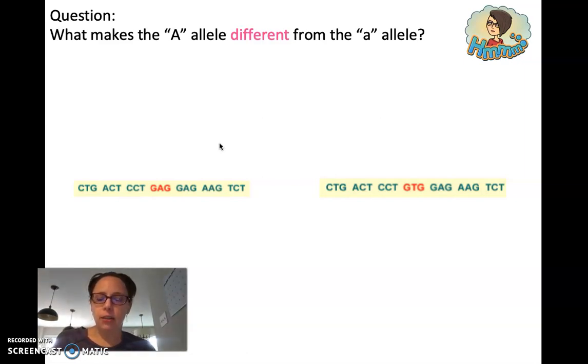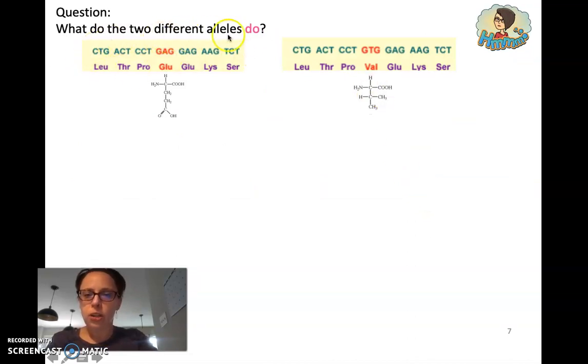So let's write that down. The sequence of nucleotides for big A or normal hemoglobin is different from the sequence of nucleotides for abnormal hemoglobin. You can just rewind that if you have to go back, but I got to move on because we're on a time crunch. Okay, so there's a different sequence of nucleotides for normal hemoglobin versus abnormal hemoglobin. So what does that do? Okay, so what do these two different alleles do?